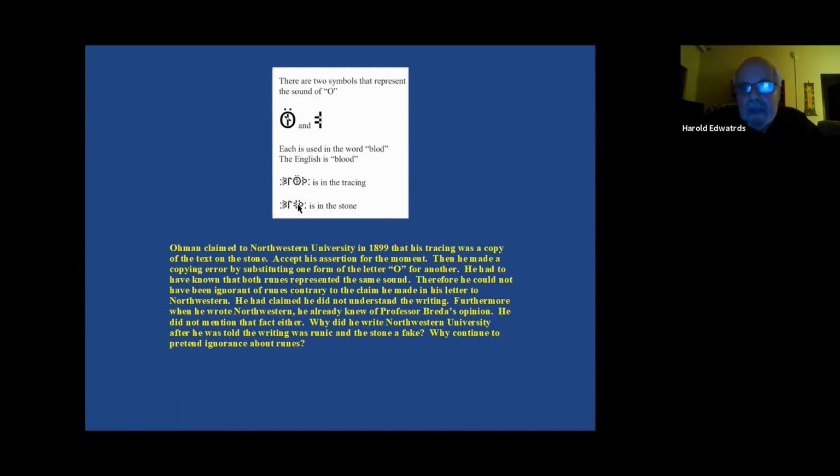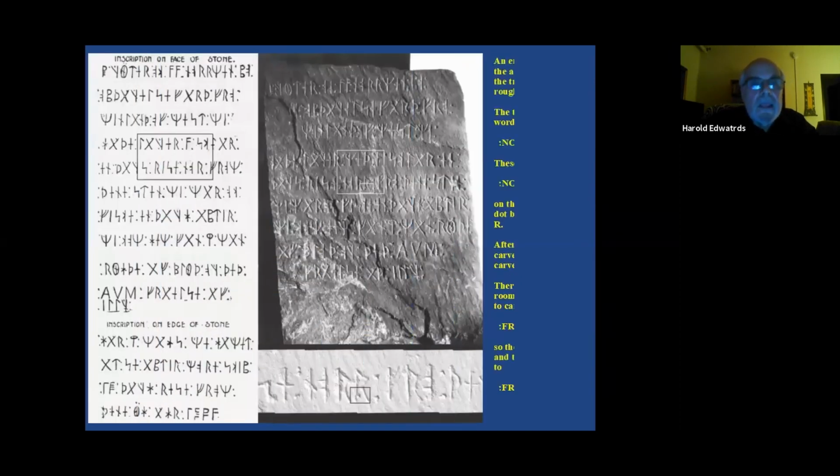Now, Ohman claimed that he had made a copy of the stone in his tracing. If he were making a copy and made a copying error, in order to preserve the sound of these words, his substitution of one O sound for the other means that he knew what these runes signified. And so he was not copying them blind. He actually knew the stone was a fake, whether he made the stone or not. This shows at least that.